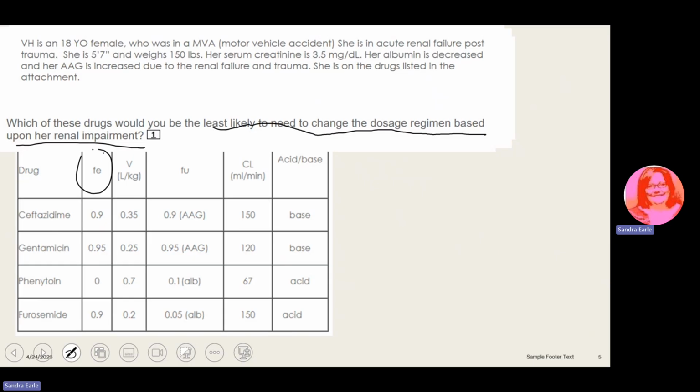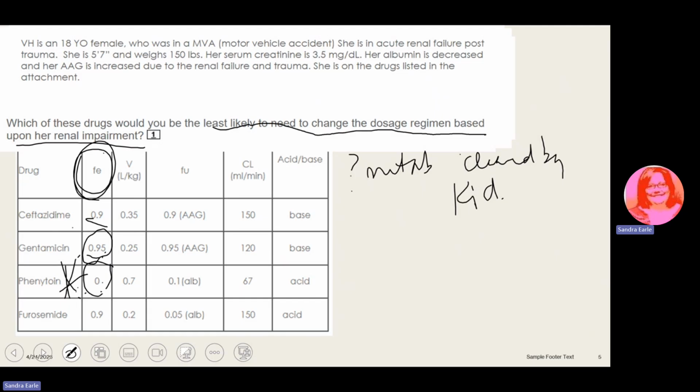And so this is where we're going to look at FE, aren't we? So 90% of clearance is by the kidneys for ceftazidime, 95 for gentamicin, 0. There's our answer. Phenytoin is not dependent upon the kidneys to clear phenytoin. So this is going to be the one. Now, the caveat is, are the metabolites cleared by the kidney? We're not going to worry about that in this case, but you should be asking because usually metabolism makes a drug more water soluble. So the answer here is phenytoin because all of these are 90% dependent upon the kidneys for clearance.